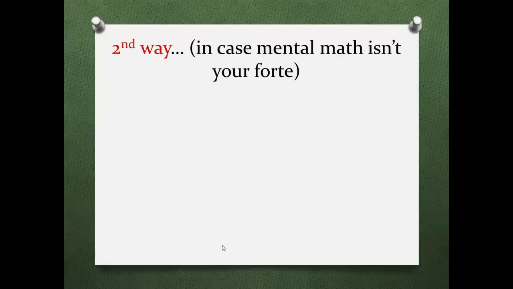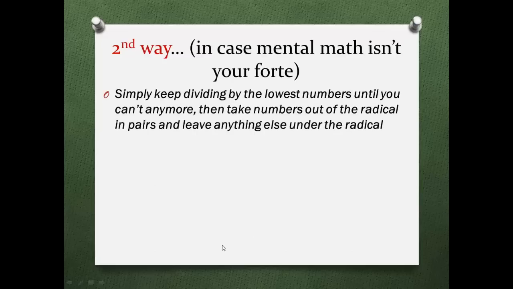Now let's say you're not so good at mental math. Okay, you just want to keep dividing by the lowest numbers you can until you can't do it anymore, and then we're going to take the numbers out of the radical in pairs. Anything that's not in pairs stays under the radical. So for example, we've got the square root of 32. Well, it's an even number, so let's start with 2 times 16.